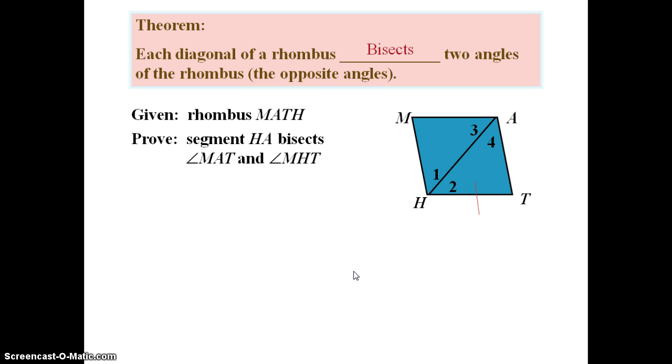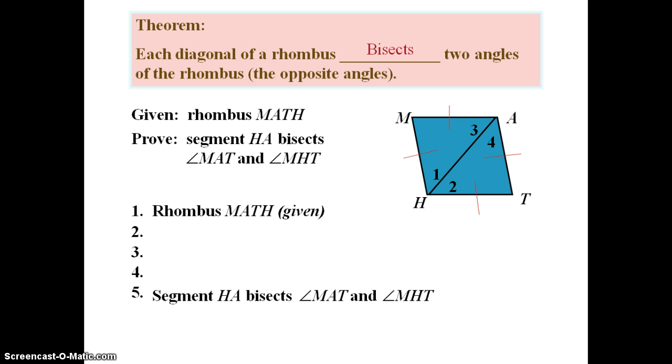So given rhombus MATH, we are going to prove that segment HA bisects angle MAT and MHT. So at first we're given a rhombus, so I'm going to mark that. I know that angle 1 and angle 3 are congruent because if you look, this is an isosceles triangle. If the sides are congruent, then the angles across from the sides are congruent. I also know that 2 and 4 are going to be congruent because these sides right here are congruent. So I'm going to mark that in my picture.